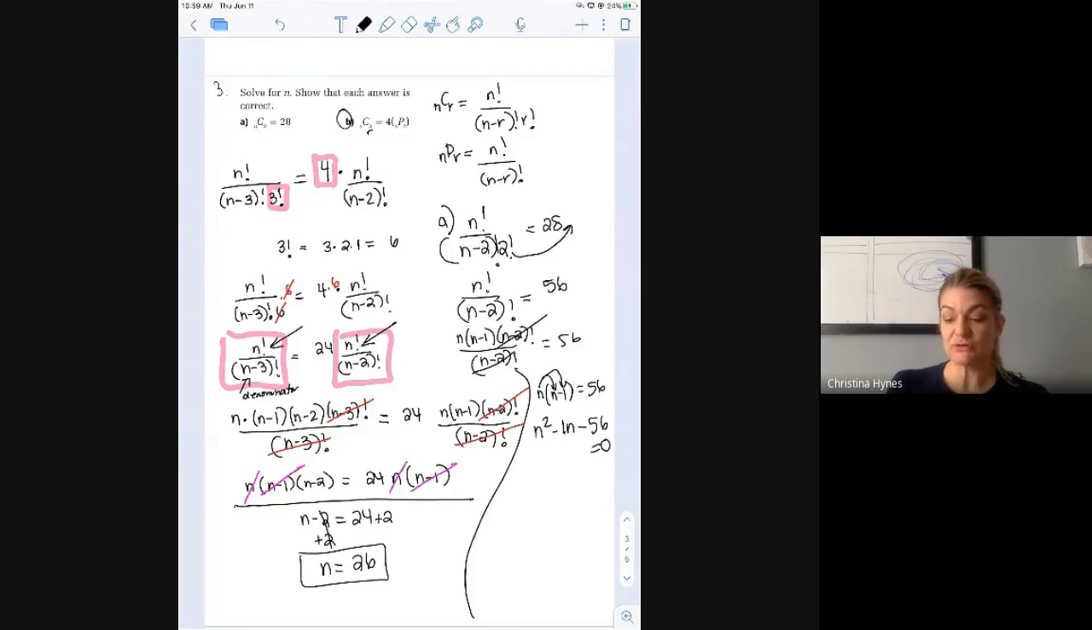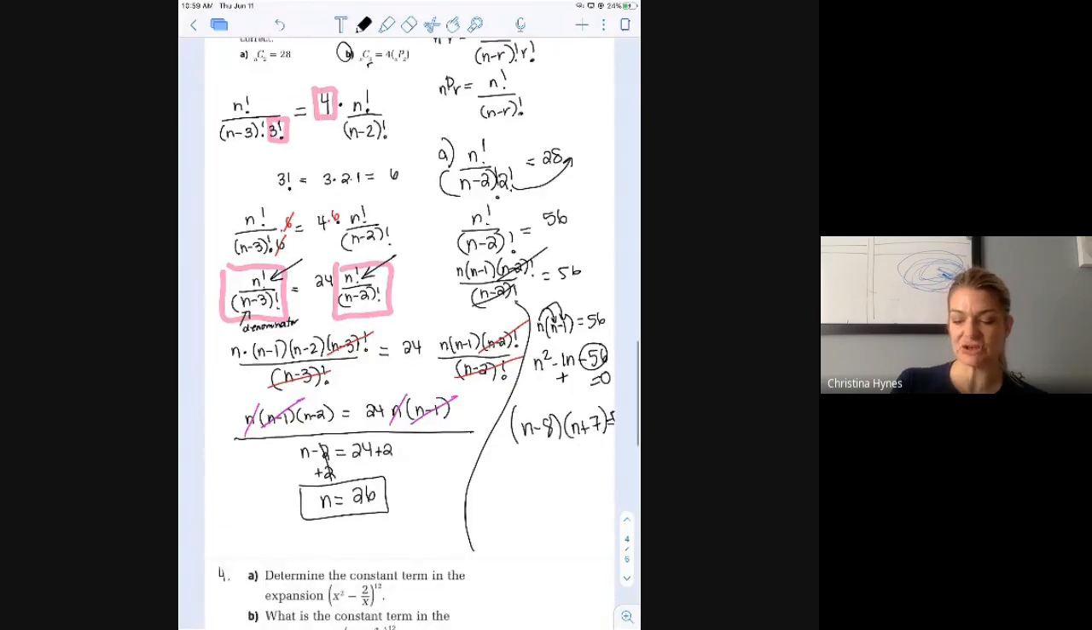So now you want to factor this. You want to look for two numbers that multiply to 56 and add up to -1n. I found that they were n minus 8 and n plus 7 equals 0. So once you get a quadratic, factor it and then solve for the factors. One value is 8, one is -7.